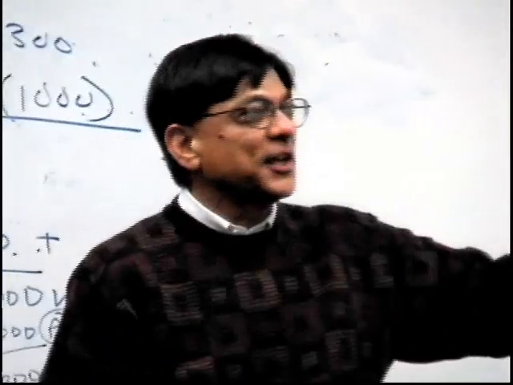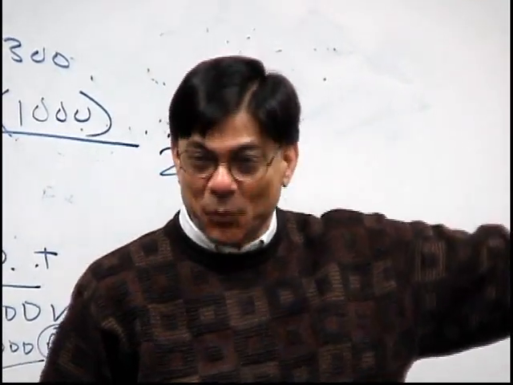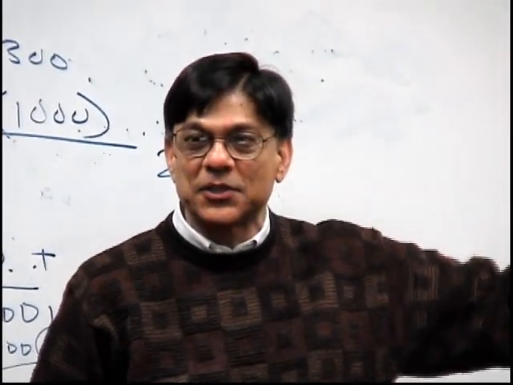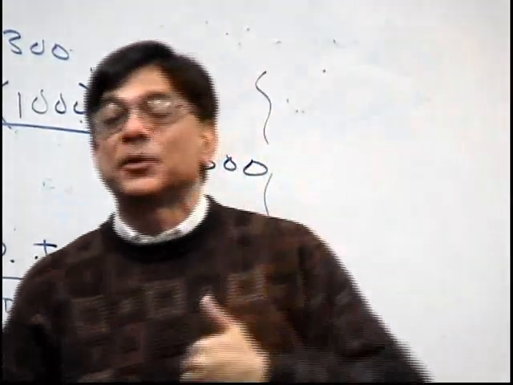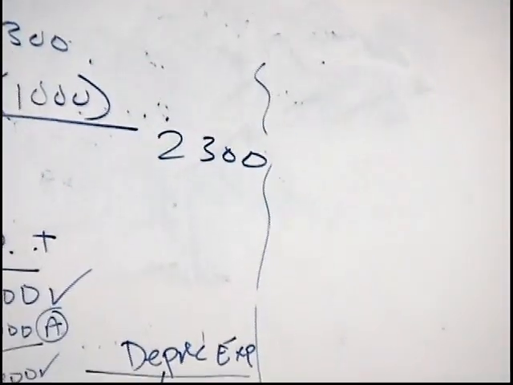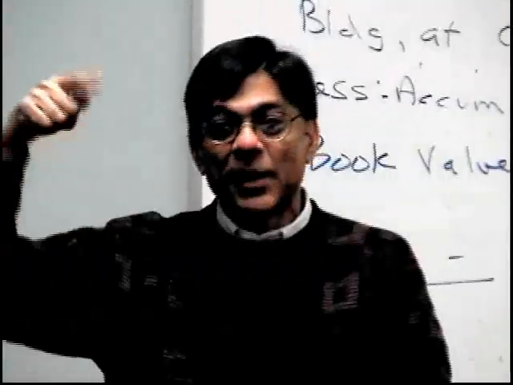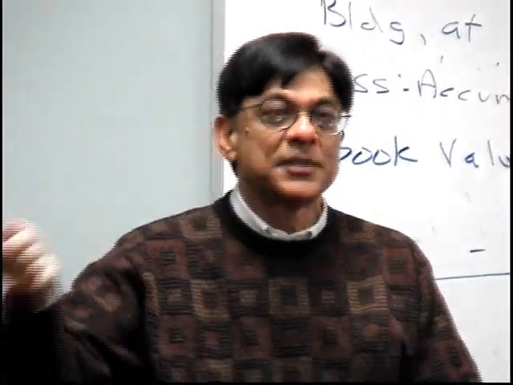So if both factors are available, 1.21 as well as 1 over 1.21, is the question asking, you are going to receive $100 today, what is it worth 2 years from now? Or is the question saying you are receiving $100 2 years from now, and what is it worth today? That's all. If it is today, you apply 1 over 1.21. If it is 2 years from now, you apply 1.21.